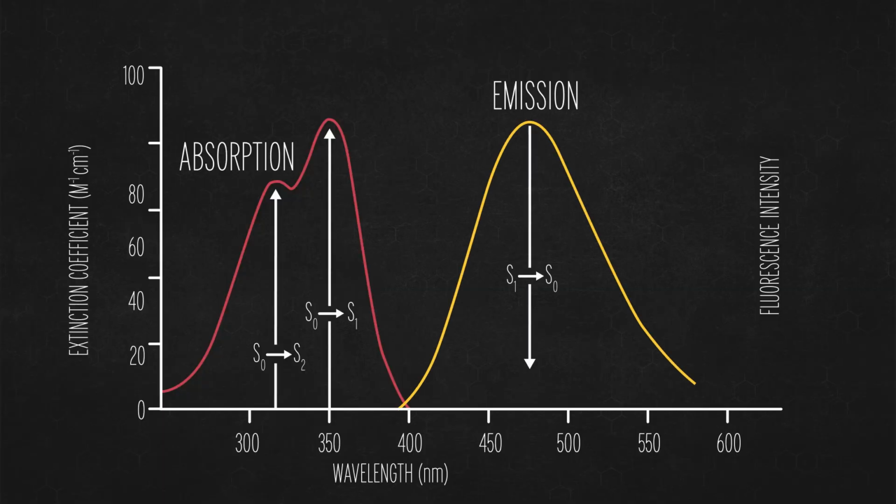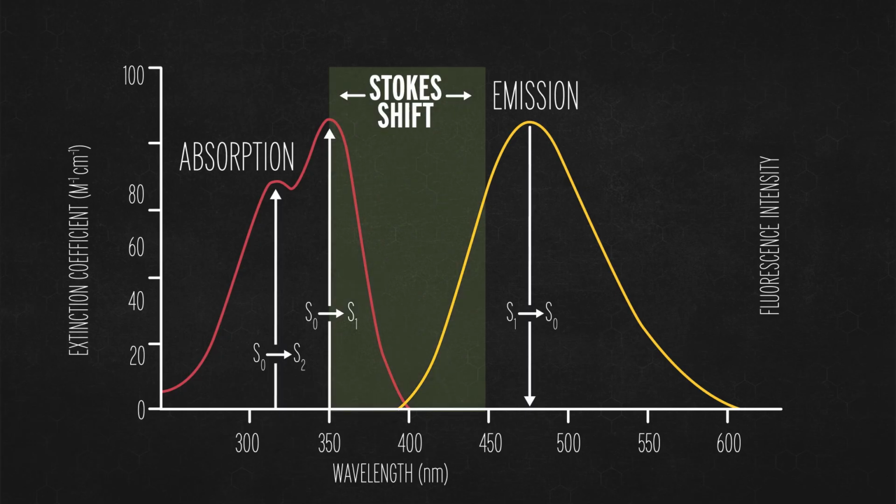But in molecules like this that fluoresce, an excited electron loses little bits of energy in non-radiative transitions, basically things like bumping into other things and giving away kinetic energy, before it gives off the rest of its energy as a photon of light. Because it's giving off a little less energy than it took to move it up to an excited state, it emits a photon with a longer wavelength than the one it absorbed. This is known as the Stokes shift.